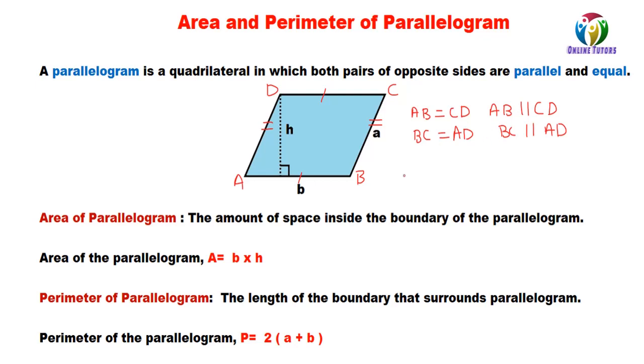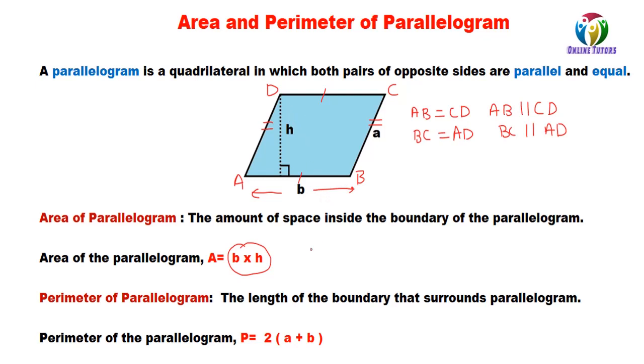Next, coming to the area of a parallelogram. The area of a parallelogram is defined as the amount of space inside the boundary of the parallelogram, which is highlighted in blue color in this slide. Mathematically, it can be calculated as the product of B and H, where B is the base of the parallelogram and H is the perpendicular height of the parallelogram.